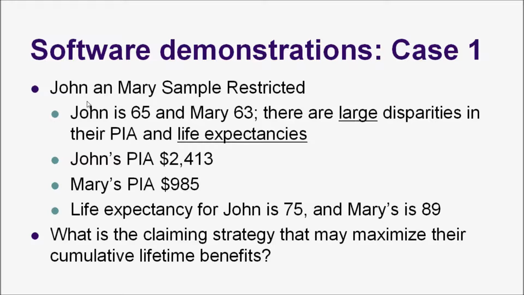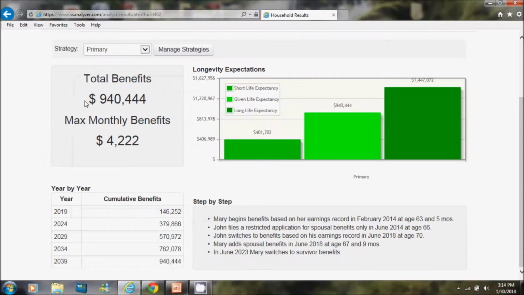John's primary insurance amount is about $2,413, and Mary's is expected to be $985. Now, the life expectancy for John is 75 and Mary's is 89. See, John doesn't expect to be around for very long, while she expects to be around for quite a long time. So then the question is, what is the claiming strategy that will maximize their cumulative lifetime benefits?